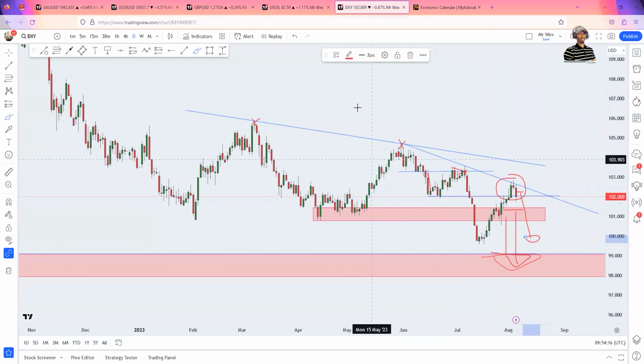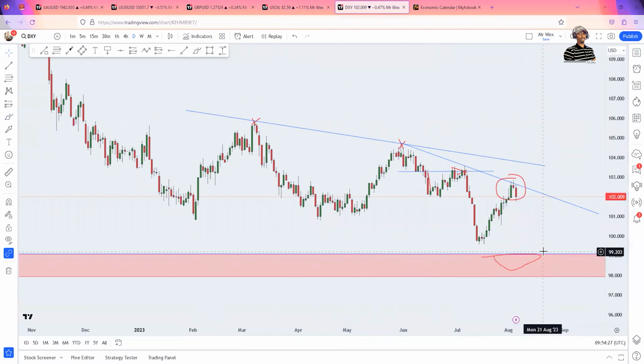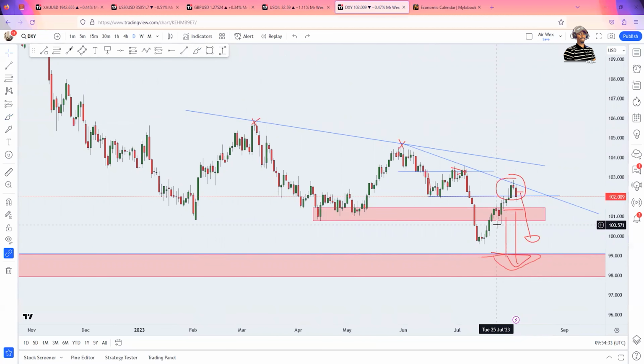So let me just do a quick clean up so that we can have something fresh, right? Okay, so bear with me. So basically, now we can see this previous structure. Based on this structure, I'm expecting a continuation to the downside. So this week, I'm going to be expecting a further drop in the index. So a weaker USD is the expectation this week.